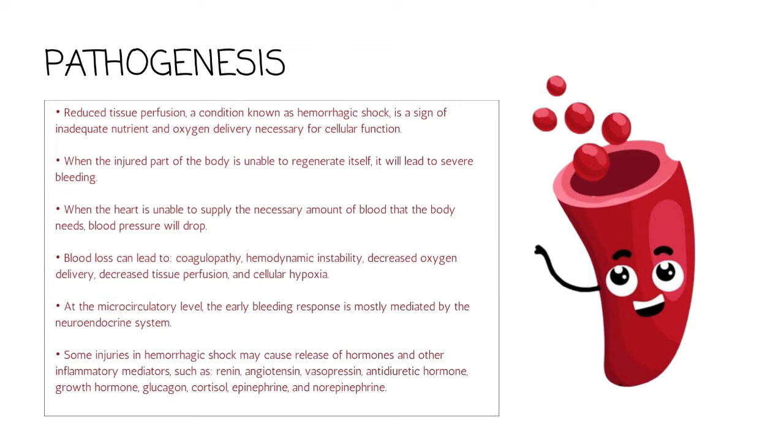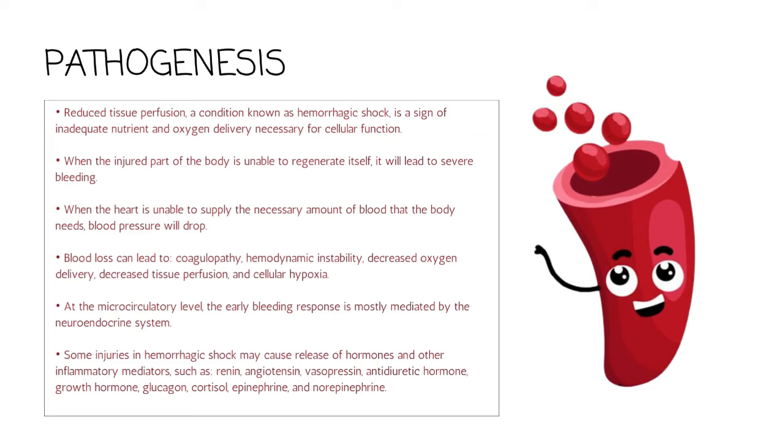Reduced tissue perfusion, a condition known as hemorrhagic shock, is a sign of inadequate nutrient and oxygen delivery necessary for cellular function. Every time the demand for cellular oxygen exceeds the supply, the cell and organism go into shock. When the injured part of the body is unable to regenerate itself, it will lead to severe bleeding. Blood carries oxygen, so when the substances that the blood is carrying begin to disappear quickly and cause insufficient blood flow that the body needs, it will eventually lead to organs shutting down.